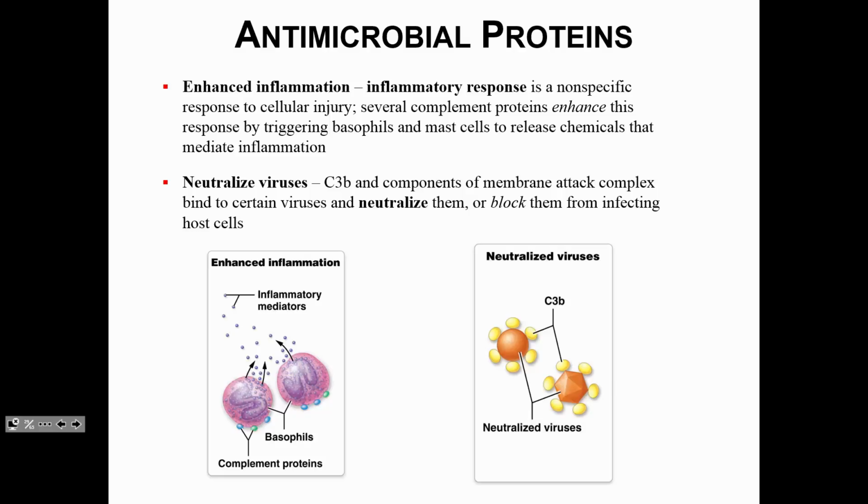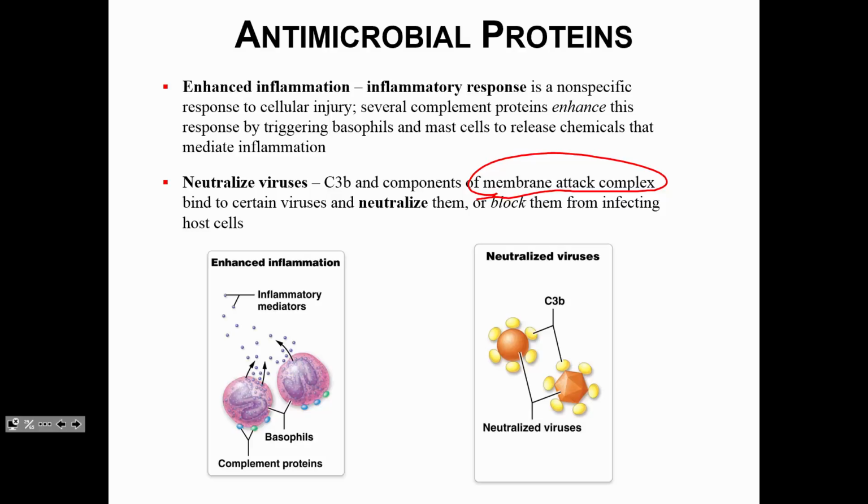Now, the third effect is to neutralize viruses, and this is mainly done by C3 and some other components of that MAC. Again, there's that membrane attack complex again. Basically, they bind to viruses and neutralize them, which means they block them from infecting other host cells, because once viruses infect other host cells, then they start spreading. Remember, a virus cannot replicate or reproduce unless it's inside a cell. So we have to neutralize them, block them off, and prevent those viruses from further invading other cells.